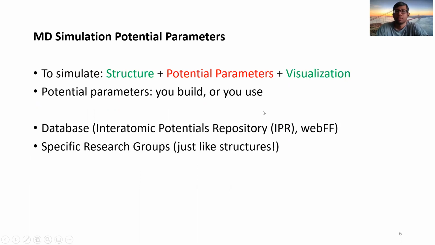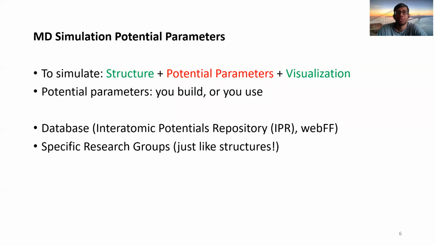And as of now, you should have an idea of MD simulation. It has three critical elements. One is a structure file that we have discussed. One is the visualization, that you will visualize the system by using which approaches. Now, we have also told you that in the software platform or package, there are packages of potential parameters that we have already discussed. Now, where do you get those potential parameters?